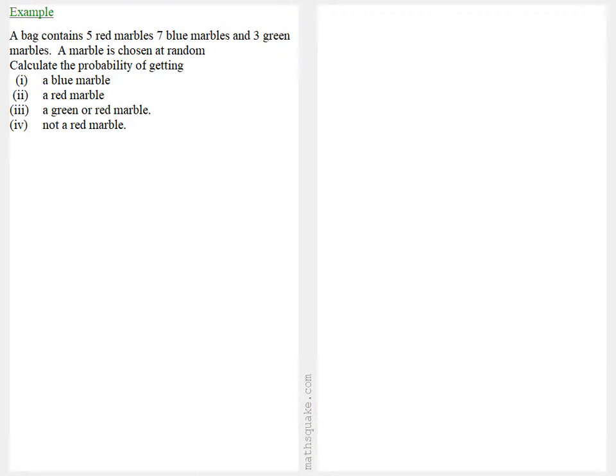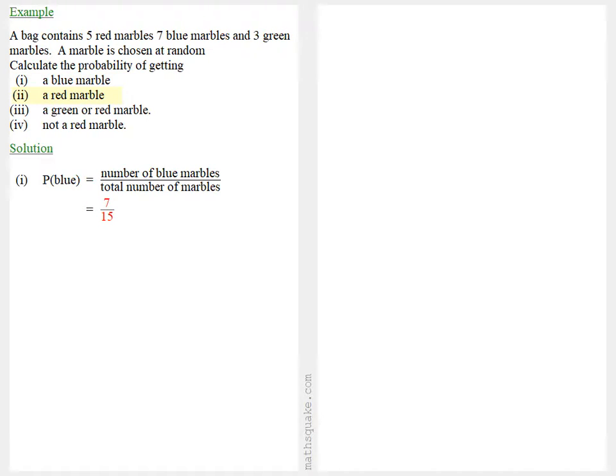Let's look at an example. A bag contains 5 red marbles, 7 blue marbles and 3 green marbles. A marble is chosen at random. Calculate the probability of getting a blue marble. Well, to solve this, the probability of getting a blue marble is the number of blue marbles over the total number of marbles. Now that's equal to 7 over 15, so that's our probability.